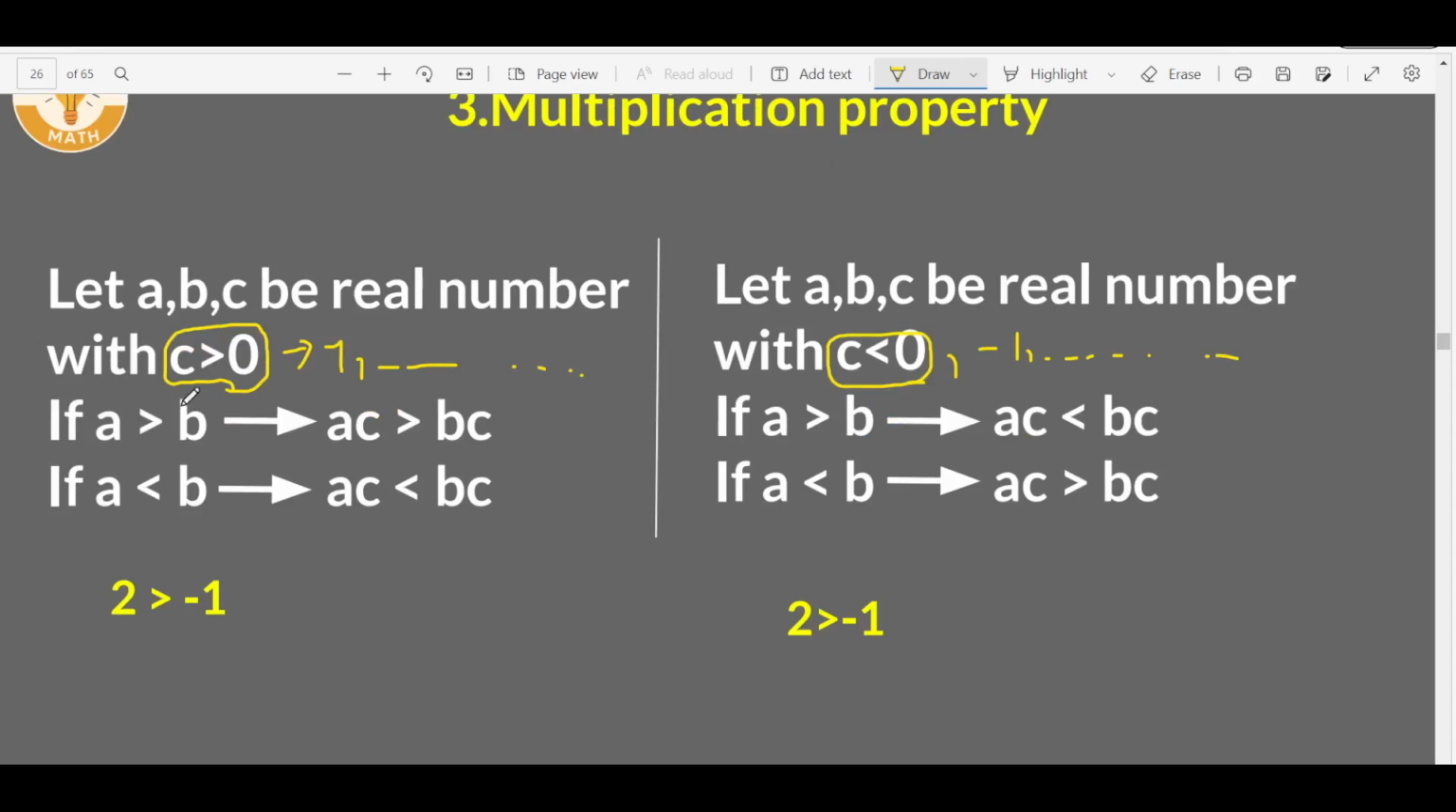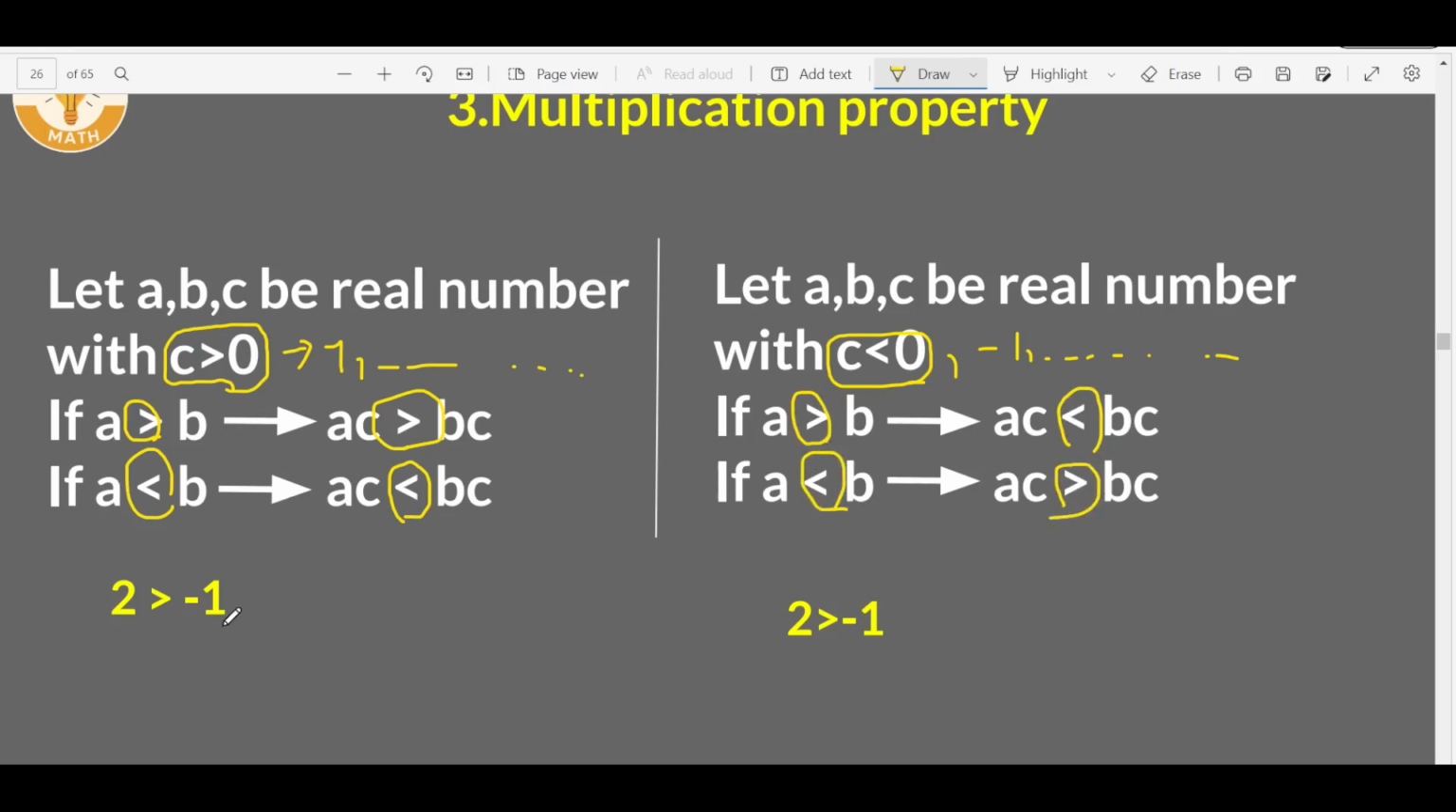As it's multiplication property, when you multiply both sides of a and b with positive values, the sign will not change. Greater than will still remain greater than, less than will still remain less than. When you multiply with negative numbers, greater than will change to less than, and less than will change to greater than. So this is what you need to know.